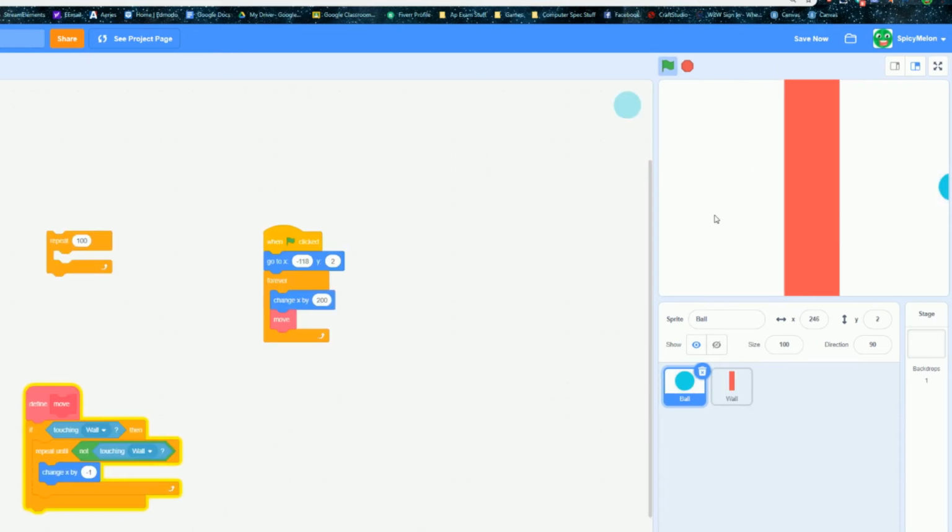So of course it's going to jump straight through, because what it did was move that whole gap, and now if touching wall, well, it's not touching wall anymore, right? It's past it, so it'll keep moving.